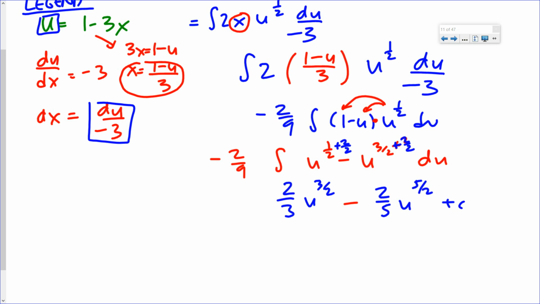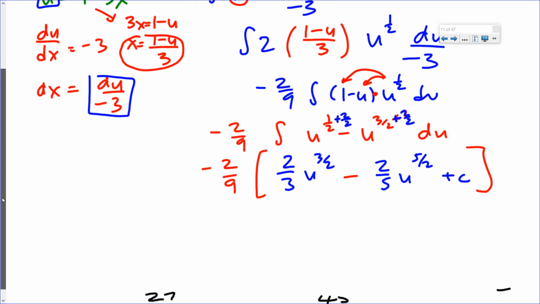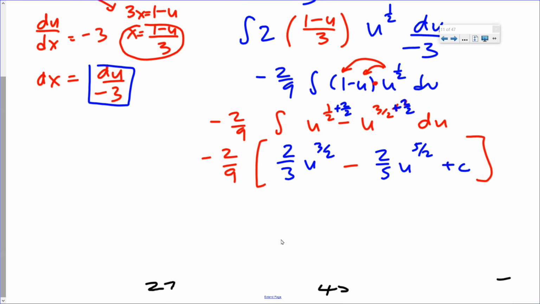Don't forget, Charlie, that this whole thing had to be multiplied by negative 2/9. Everybody good with that? Not just the first term, but the whole thing. The negative 2/9 needs to be multiplied by the whole integration. All right, so I've integrated it. I've got u's. Am I in good shape? Is this a good answer? Yeah, it's a good answer, but it's the wrong answer. What do I need to do?